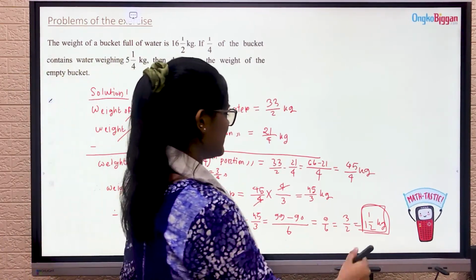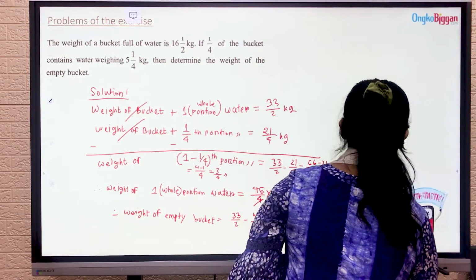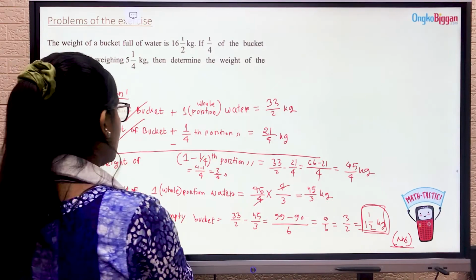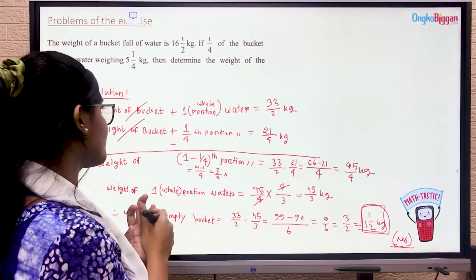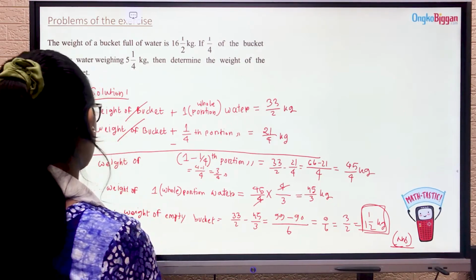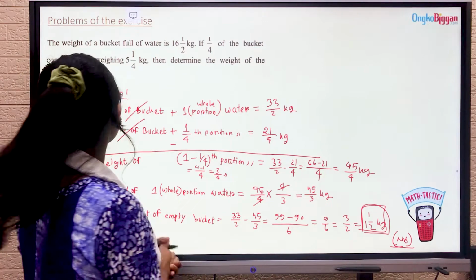So it's a very easy as well as conceptual math. It might come in your exam. So you need to just be very clear with the concept of the math. So that's it. So let's move forward.